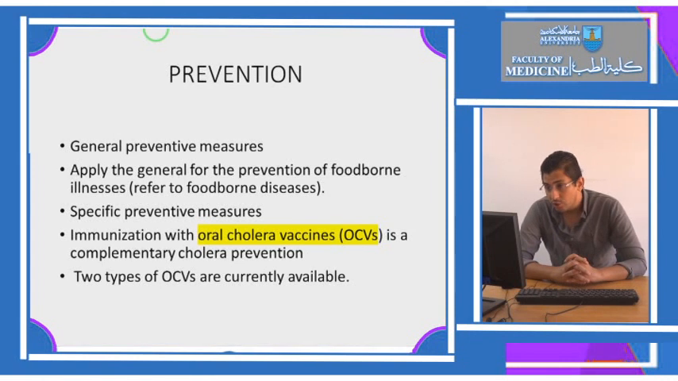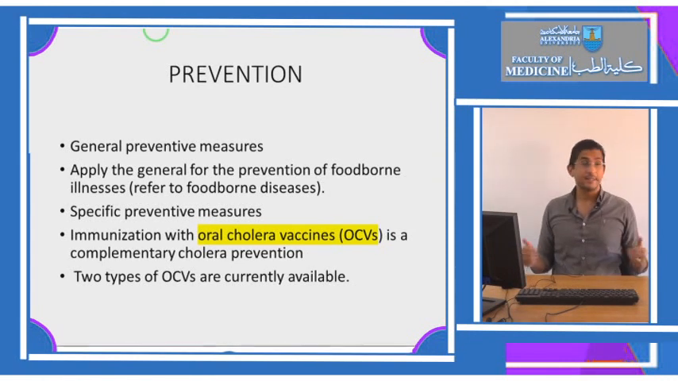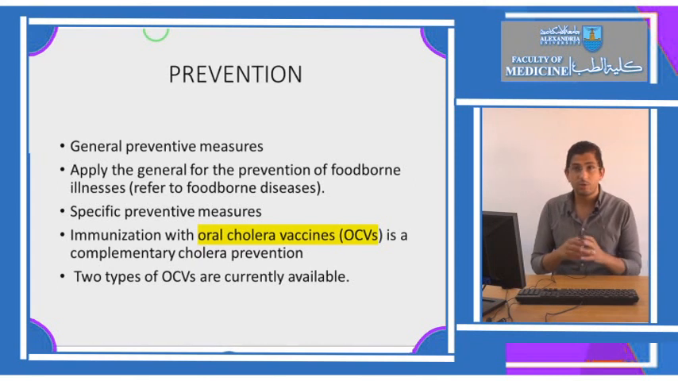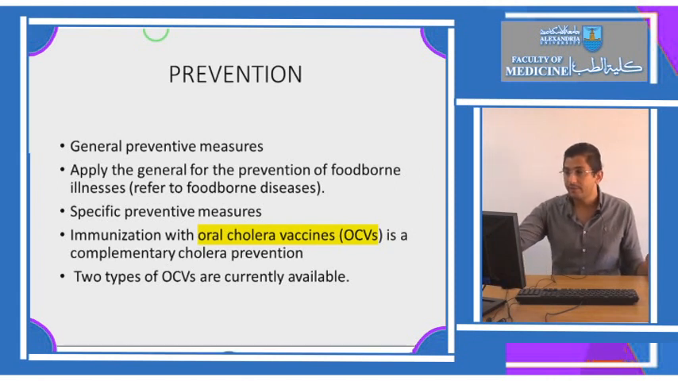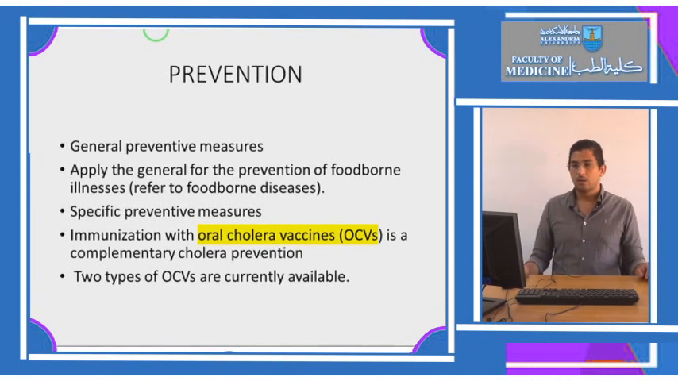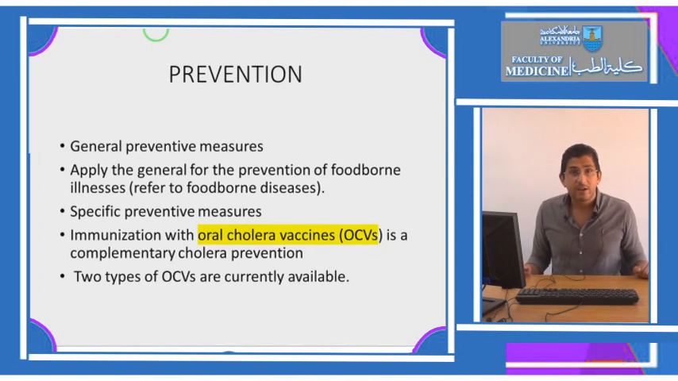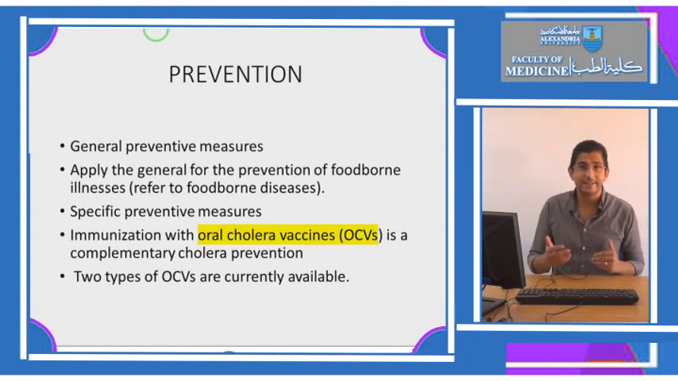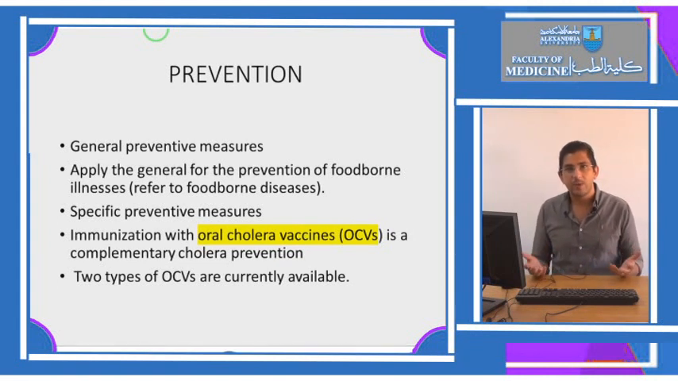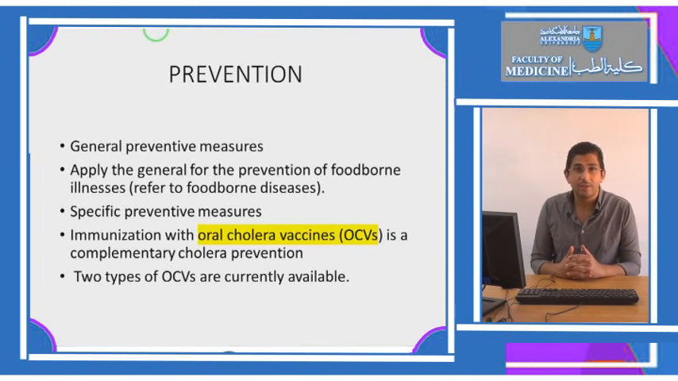Here we come to the prevention. The general preventive measures are sanitation and washing your hands. These are the general preventive measures. The general preventive measures for foodborne illness also apply. There are specific measures and guidelines for food handling and food handlers, and how we can make good use of and handle the food.